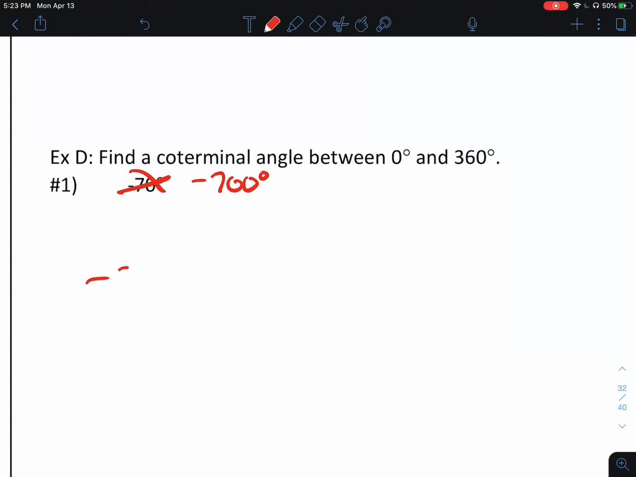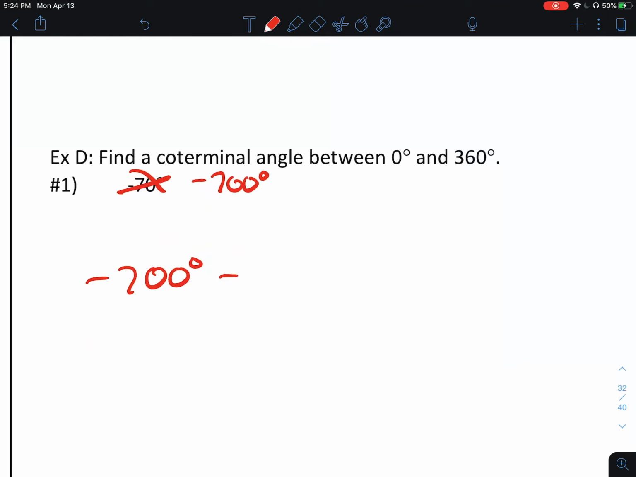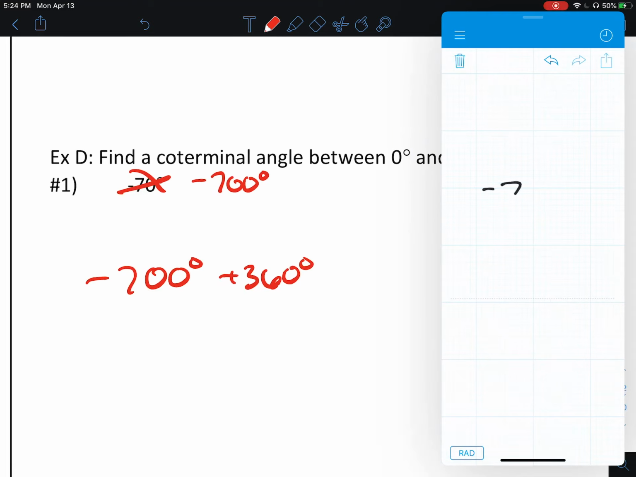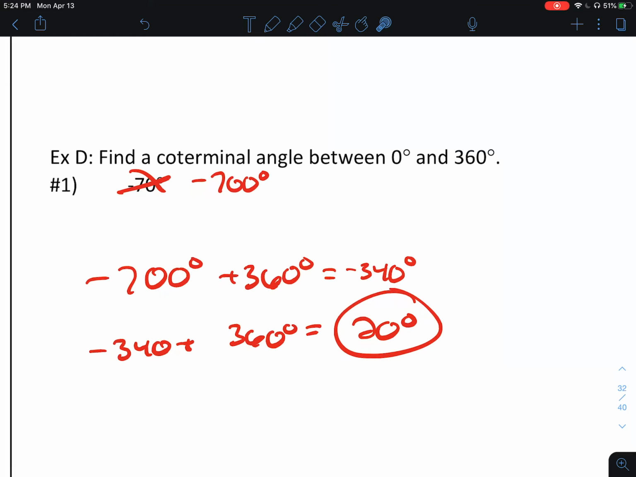So to find coterminal angles, I'm going to add or subtract complete revolutions. I want an angle between 0 and 360. This is already much smaller than 0. So I want to add a complete revolution to this. If I do that, negative 700 plus 360, that's going to give me negative 340 degrees. Is that between 0 and 360? Sure isn't. So I'm going to add another revolution to this. And that's going to give me 20 degrees. That is between 0 and 360.